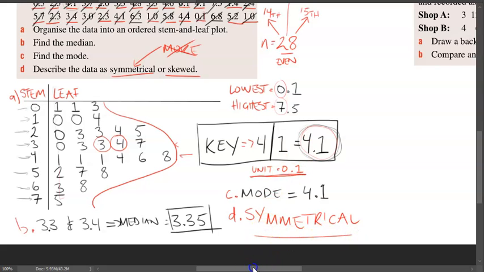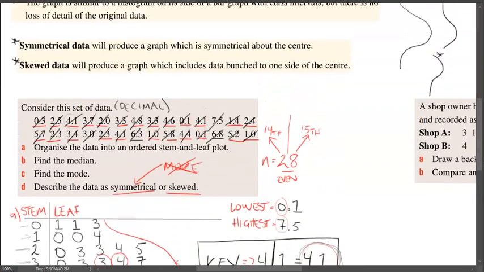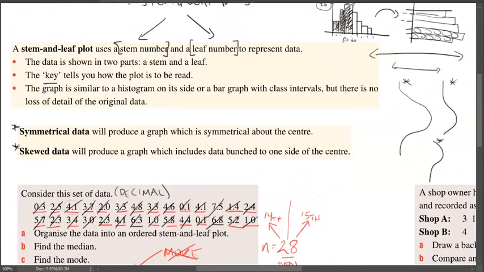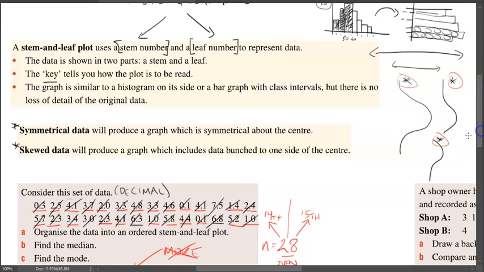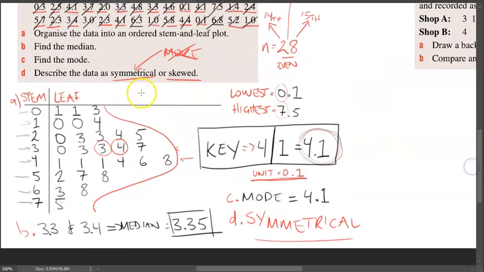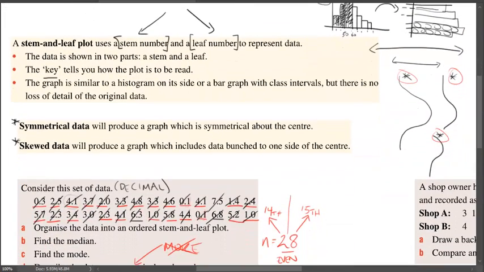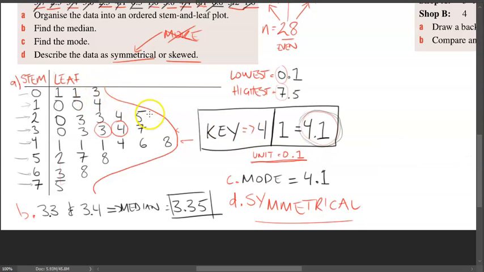Now, that is how you create a stem and leaf plot. Nothing too tricky about this. And then you can see here these different types of lines that I was talking about initially. Kind of looks like a face that I'm drawing there. This is what you can see within this line here. And one of the facts, sorry, here: the graph is similar to a histogram or a bar graph with class intervals, but there is no loss of detail in the original data. I can see the shape, I can see the popularity, I can see the most common number, I can see the median, I can see the mode.